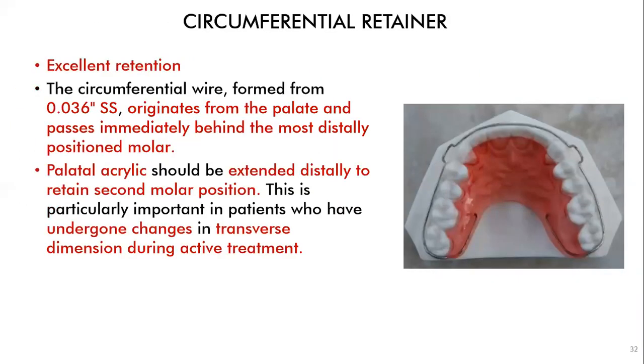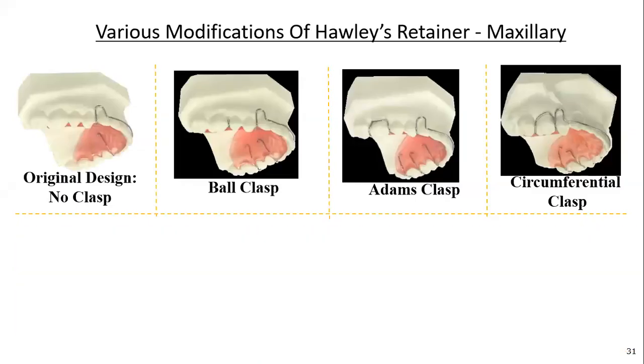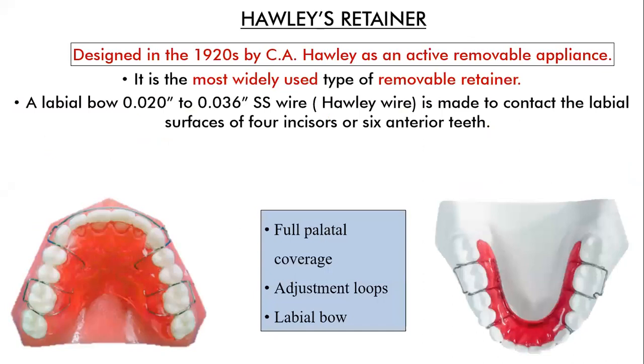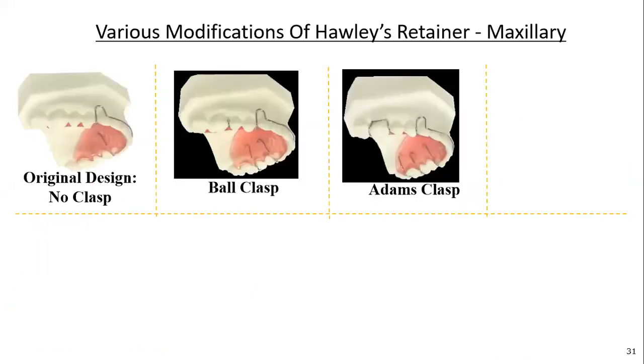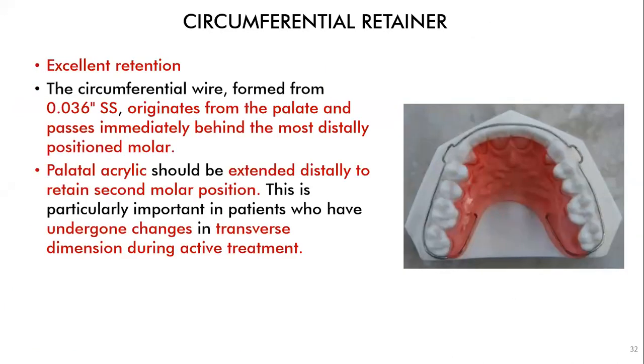Next, you go to the circumferential retainer. This is also known as the Begg retainer. The Begg retainer is basically one wire that goes from the second molar to the second molar. So this became a little advantageous compared to the Hawley. Why do you think it's a little more advantageous than your Hawley appliance? Look at the Hawley here. You know that it has a labial bow. Now, in comparison to that, why do you think this might be slightly advantageous?